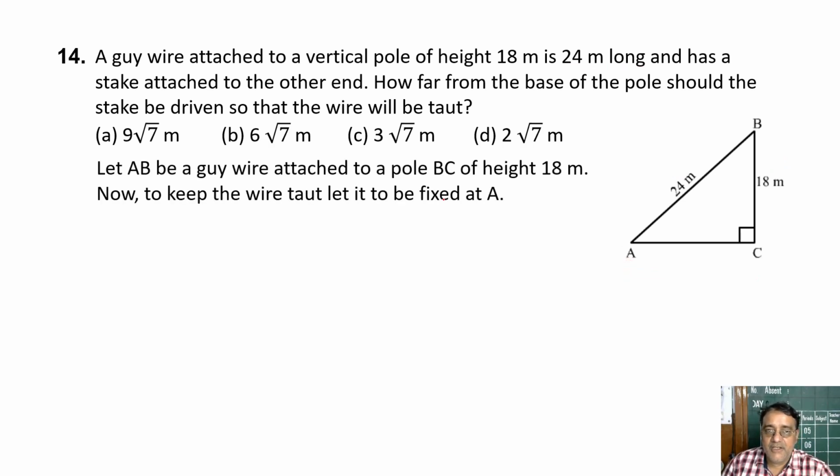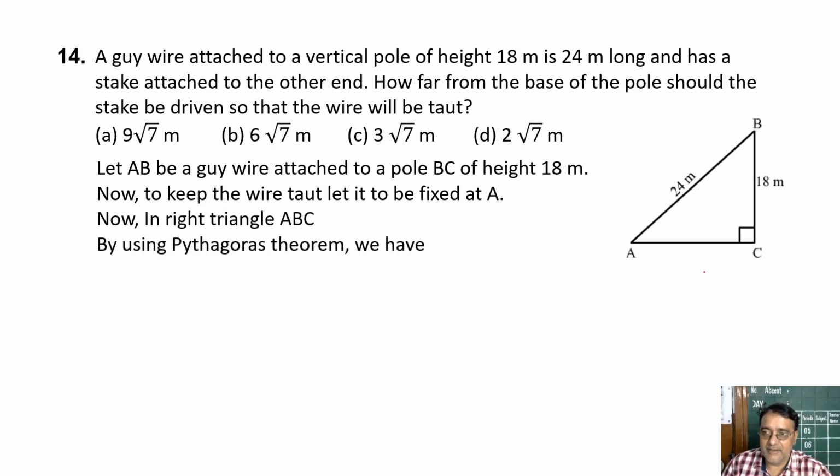Okay, so in triangle ABC by Pythagoras theorem, we are going to get AB square equal to AC square plus BC square. Very good. So now AB square we know it is 24 and BC is 18, and CA we have to find.